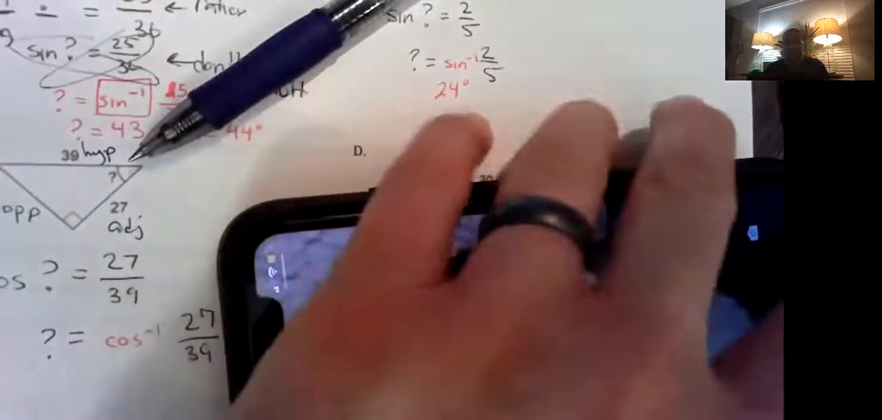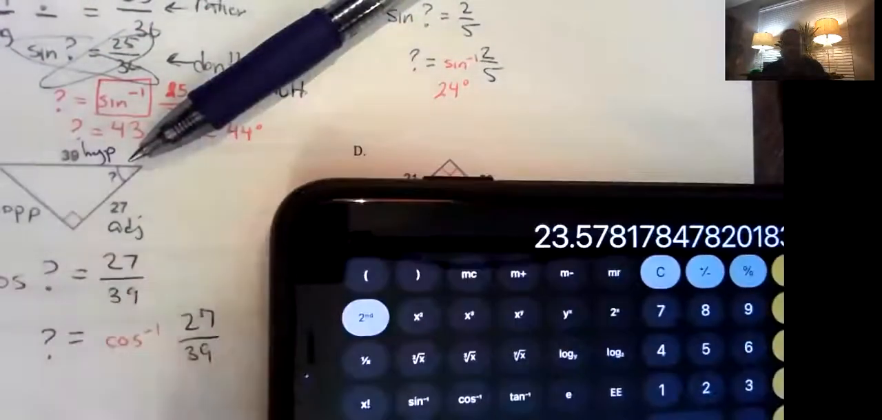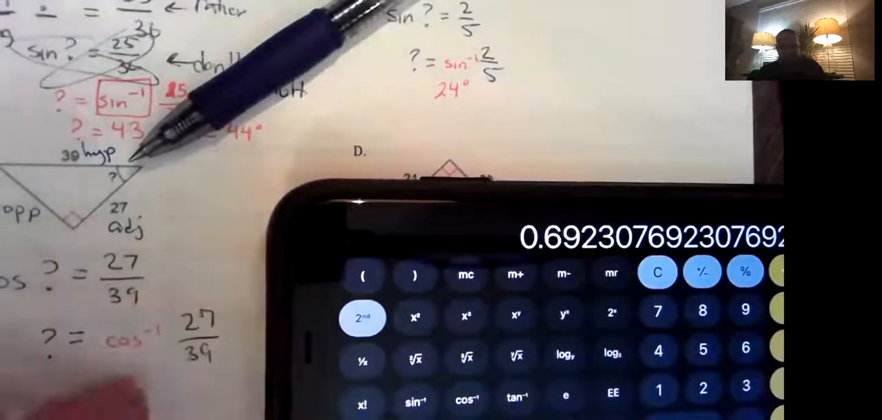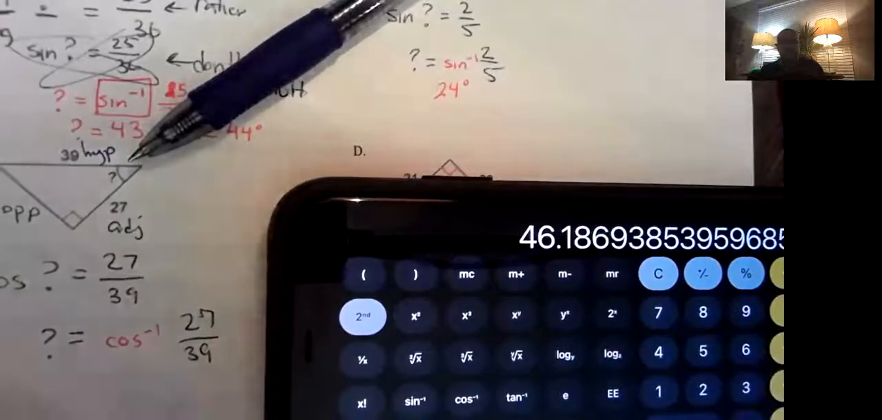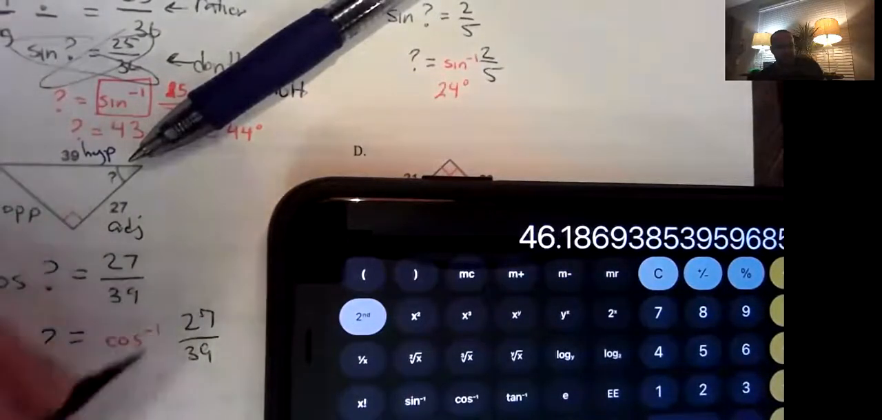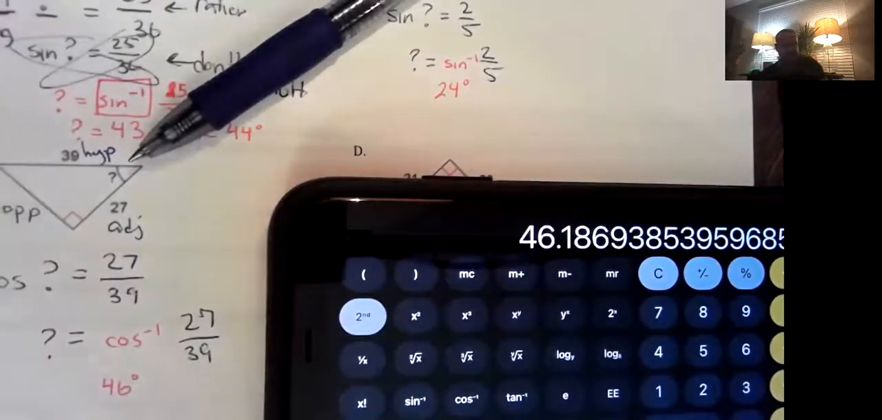Okay, notice when I'm using angle measures, that's when I use this button that I'm really trying to reinforce in the red. All right, so I have 27 divided by 39. I'm going to take the cosine to the -1. Looks like it's 46.18, or just 46 degrees. Okay, last one here, guys.